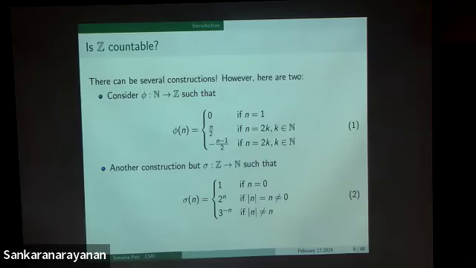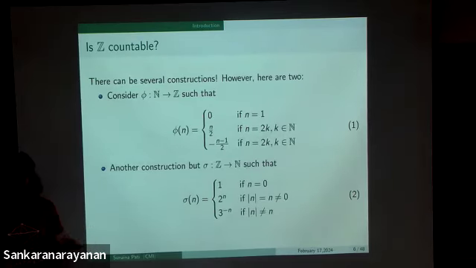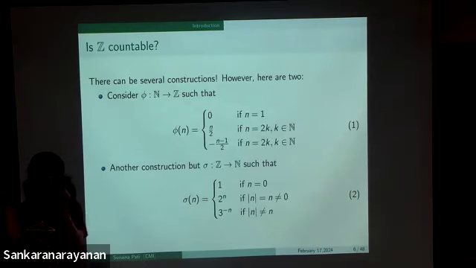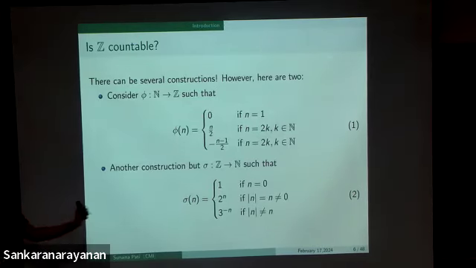The second mapping is sigma n, where sigma n is 1 if n is 0, 2 to the power n when n is positive, and 3 to the power minus n when n is negative. Essentially what I'm doing is creating an injective mapping to N, and then I'll show that if I have an injection, that is sufficient to show that the set is countable.